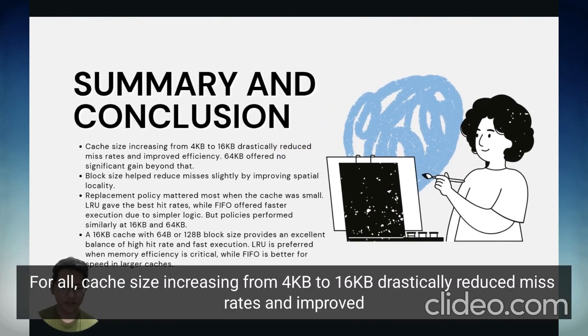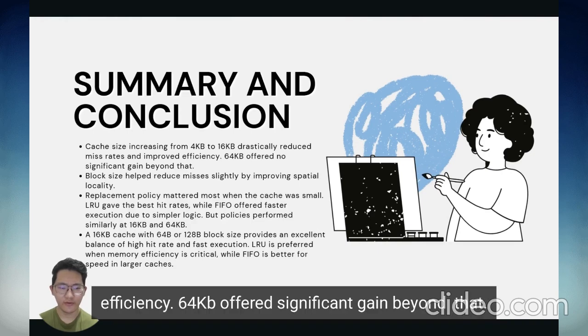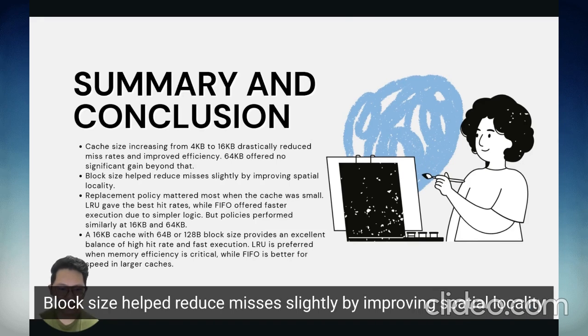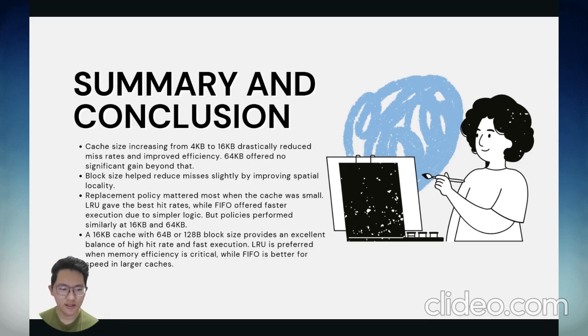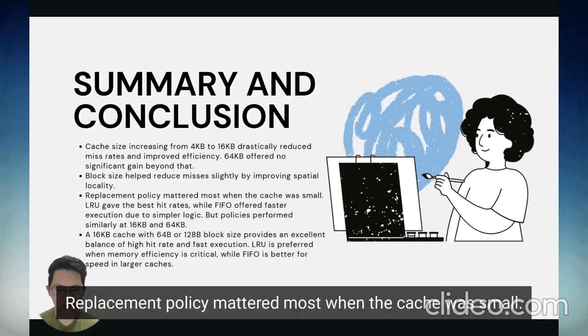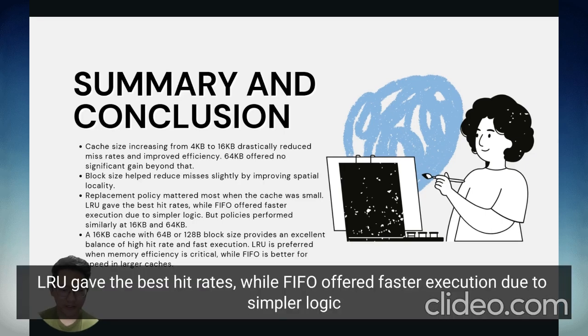Increasing cache size from 4 KB to 16 KB drastically reduces miss rate and improves efficiency. 64 KB offers no significant gain beyond that. Block size helps reduce misses slightly by improving spatial locality. Replacement policy mattered most when the cache was small. LRU gave the best hit rates, but FIFO offered faster execution due to simpler logic.